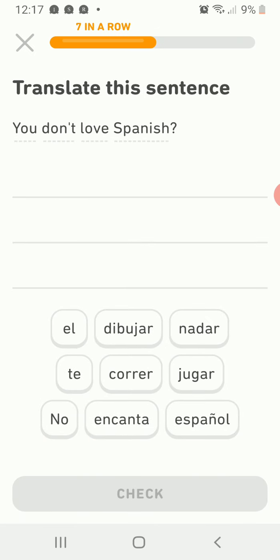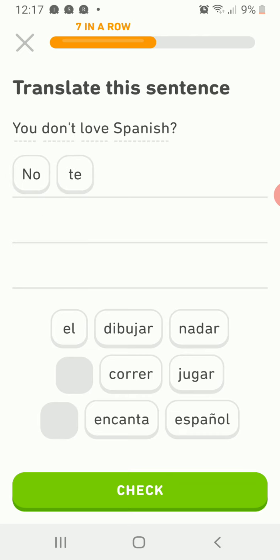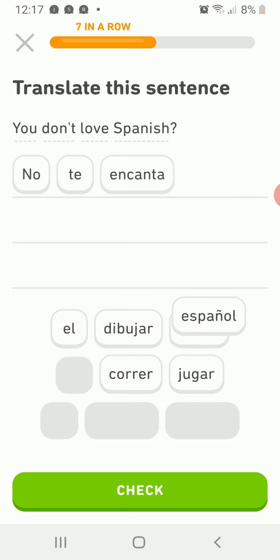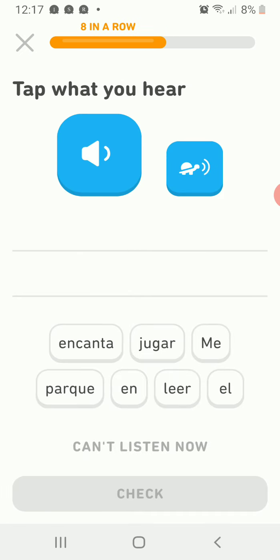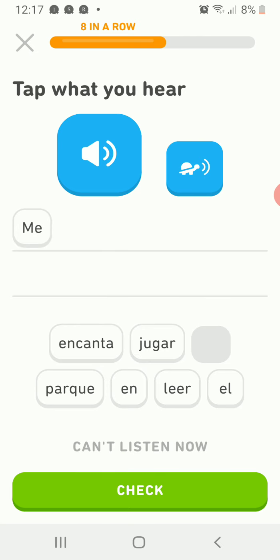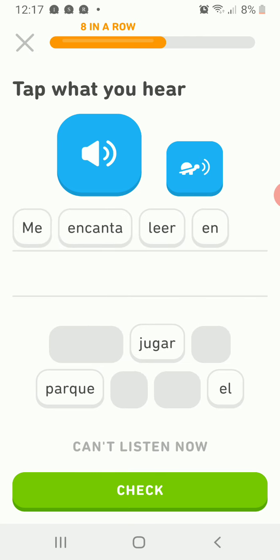And you don't love Spanish. No te encanta español. El español. So remember, when you use this verb encantar or gustar, you have to use me. Me encanta leer en el parque.